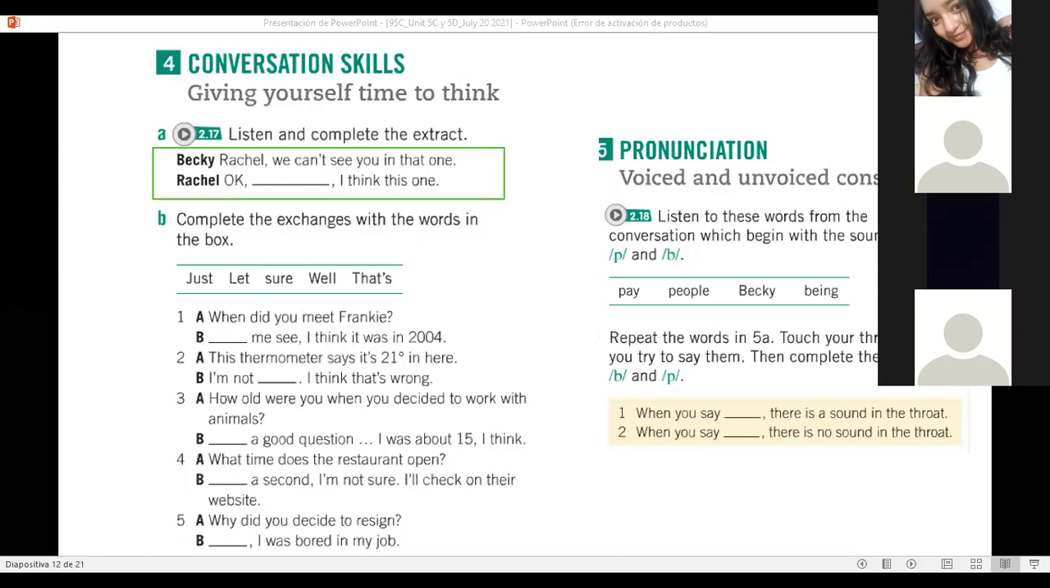Listen carefully. Track 2.17. Rachel, we can't see you in that one. Okay, let me see. I think this one.